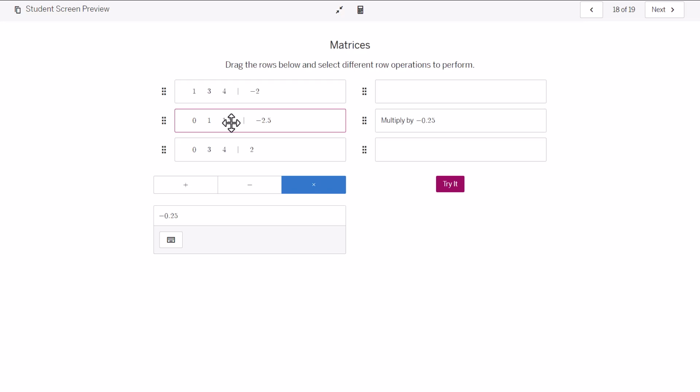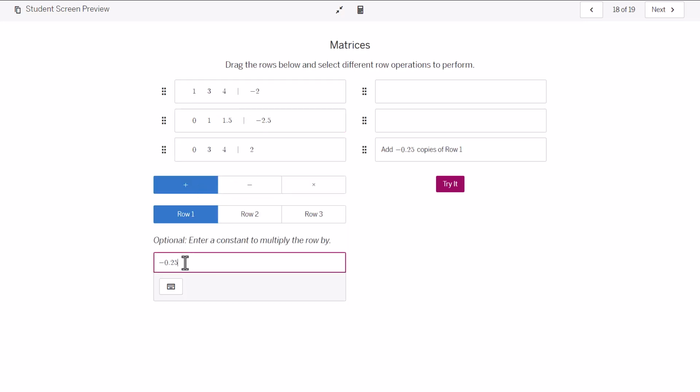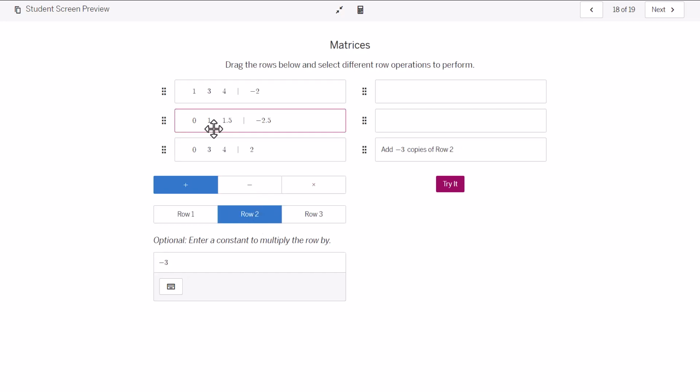All right, so I could take now, I could add -3 of row 2 to row 3. Okay, so think about that. Why am I going to do that? -3 times this 1 is -3 plus that 3 is going to give me 0. So that worked out nicely.